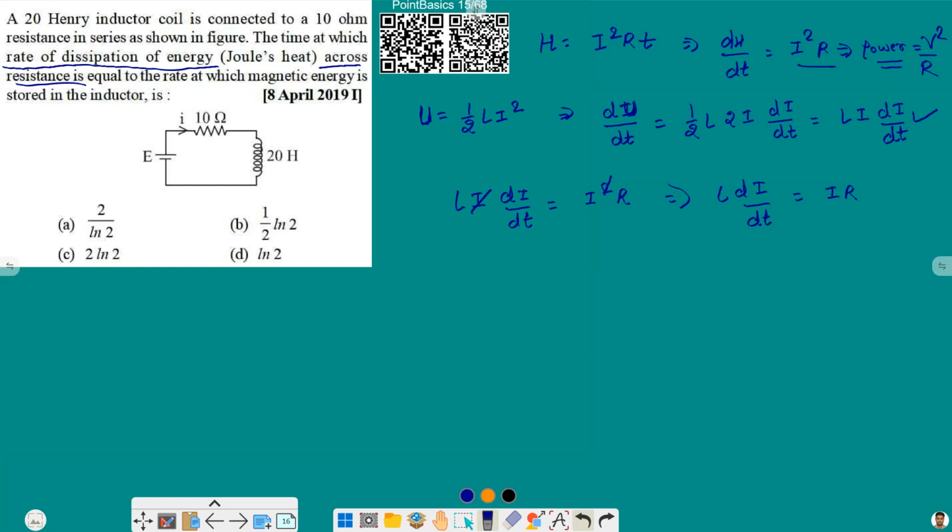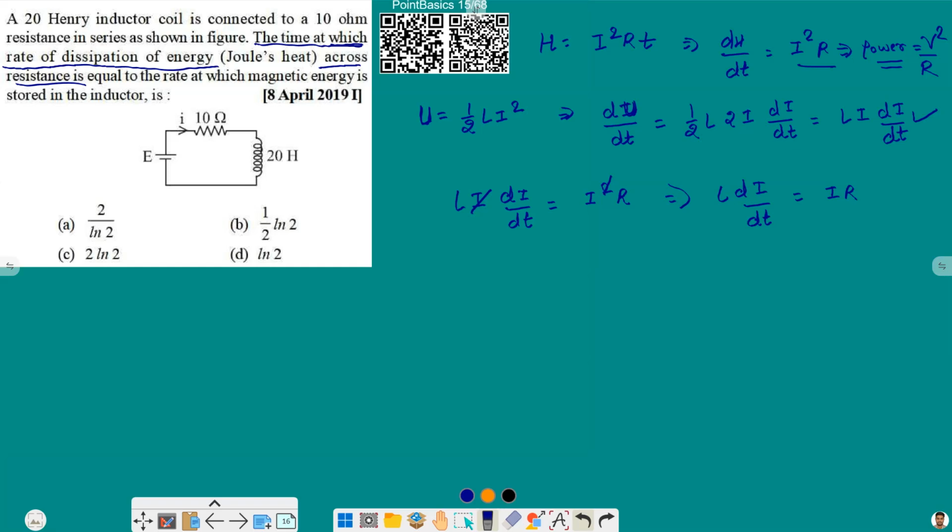Now, as we have to find the time here, we cannot integrate it, because if we integrate this whole formula, then we will get an average value. On one side we will get current, and on the other side we will also get current, because the current I is dependent upon time. So what we will do here is write the equation of the current flowing through the inductor, because the same current is flowing through the whole circuit.